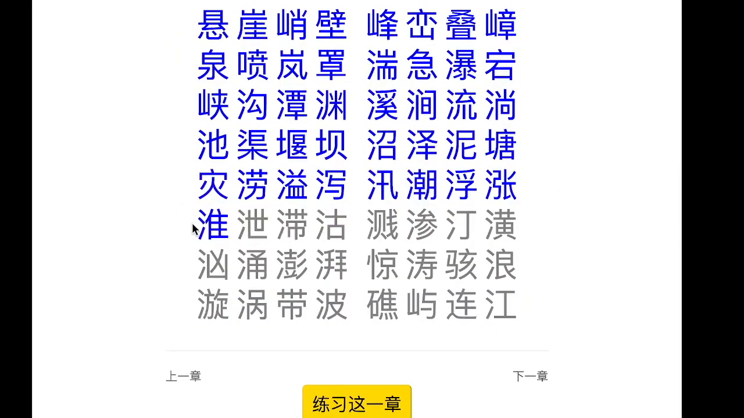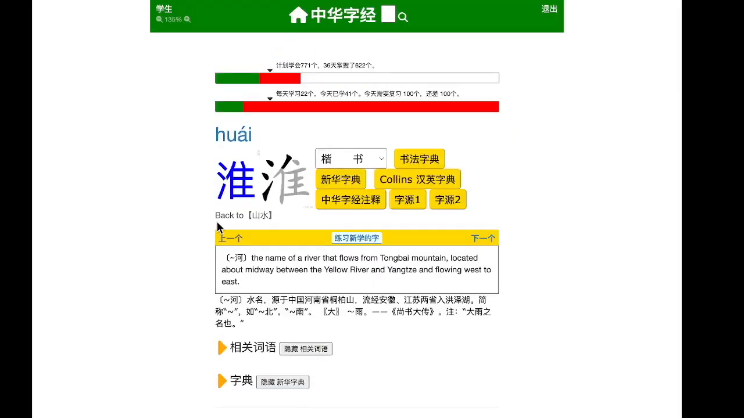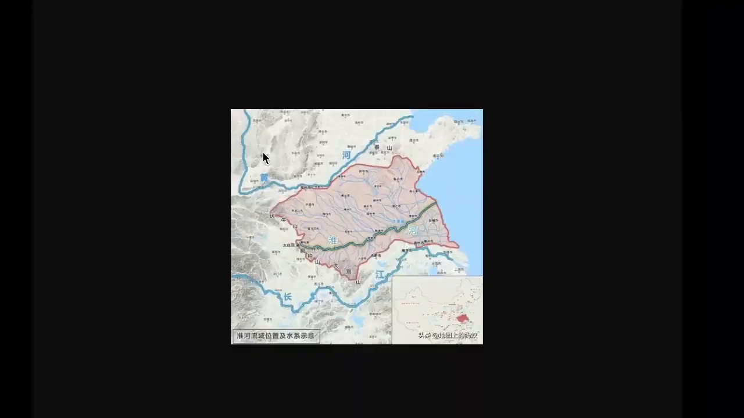Words about floods. 淮 is the name of a specific river. Here's the Tongbaishan, and this is the start of the river, and it flows from west to east. Up to there, Huaihe. It's kind of in between Huanghe and Changjiang, which are the two biggest rivers. Huaihe is also a pretty big, major river. But it only starts from this mountain here, so it's not as long as the other two.